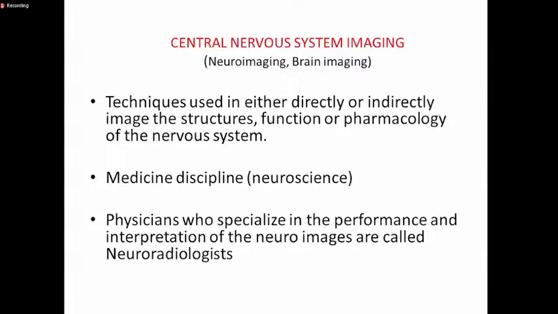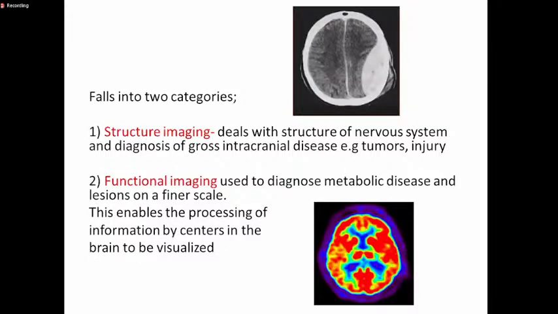Neuroradiologists can look at the structure when you're dealing with diseases like tumors or injury, where you have got a lot of huge things within the cranium. But you can also do functional imaging, where you are dealing with metabolic disease or lesions that are really fine. So that one we call functional imaging.